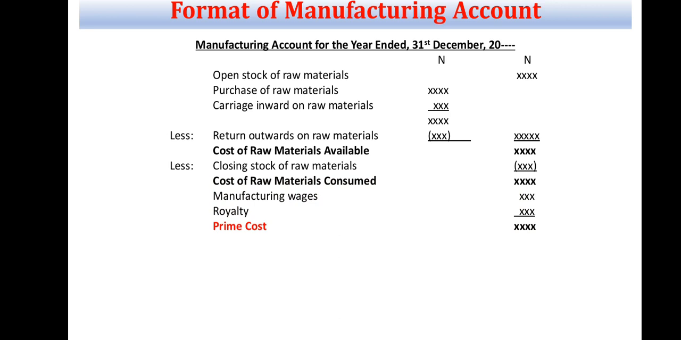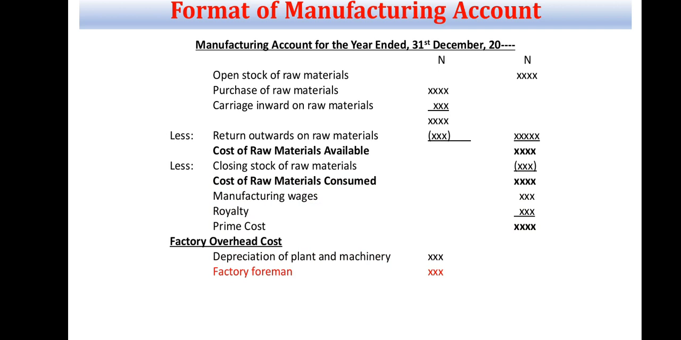So then the next thing is factory overhead. So let's have our factory overhead. Like I said, these are all indirect expenses. Then we bring all the factory overhead we have in the question. For example, depreciation of plant and machinery, factory foreman is an overhead expense, factory power, factory rent and rates. And lastly, any other expenses relating to the factory, you bring everything together, then you add. Whatever amount you have will be added to your prime cost.